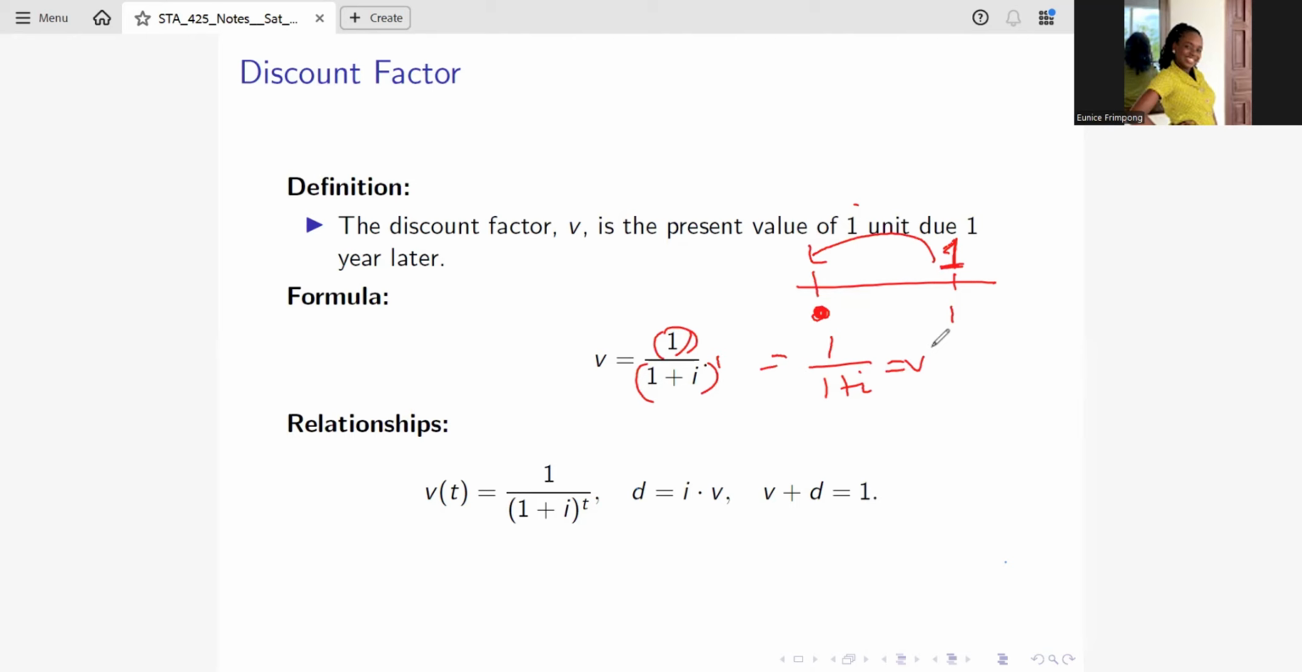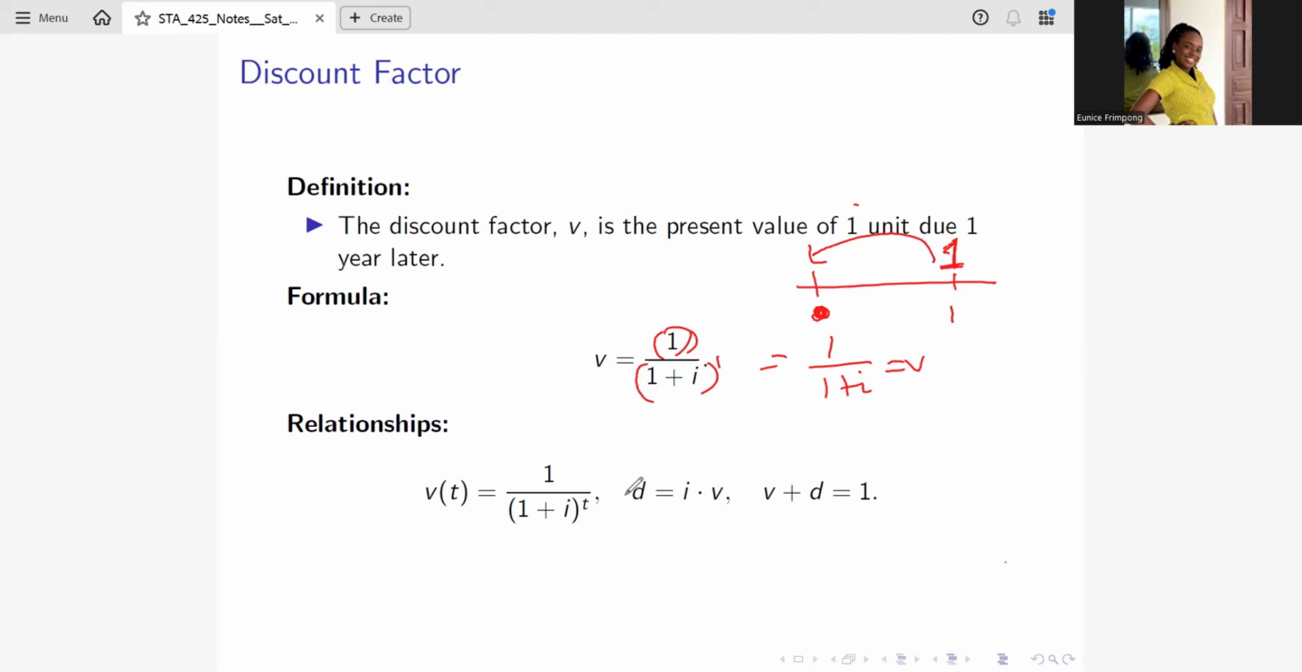If V is equal to 1 over 1 plus I, then we see that V of t is equal to 1 over 1 plus I to the power t. Remember I said this is also this to the power t, except that because it's raised to the power 1, we can ignore the 1. So if the time is 2 years, 3 years, 4 years, you put them in place of the t here.